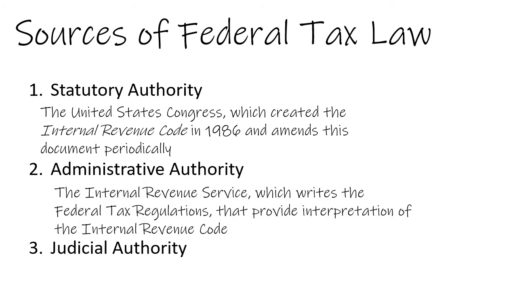Federal tax law also comes from administrative authority. Those are the documents generated by the Internal Revenue Service, which writes the federal tax regulations that provide an interpretation of the law. These are the second highest authority, but these will always direct back to the Internal Revenue Code and the primary statutory authority.